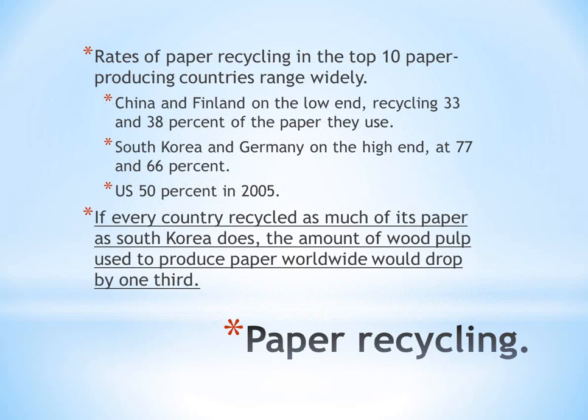Paper recycling. Rates of paper recycling in the top 10 paper producing countries range widely. China and Finland are on the low end, recycling 33 and 38% of the paper they use. South Korea and Germany are on the high end, at 77 and 66%. The US recycled 50% in 2005. If every country recycled as much of its paper as South Korea does, the amount of wood pulp used to produce paper worldwide would drop by 1/3.